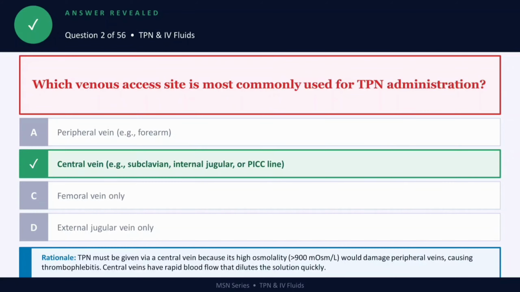Central vein. Rationale. TPN must be given via a central vein because it is highly hyperosmolar. It would damage a peripheral vein, causing thrombophlebitis. Central veins have rapid blood flow that dilutes the solution quickly.